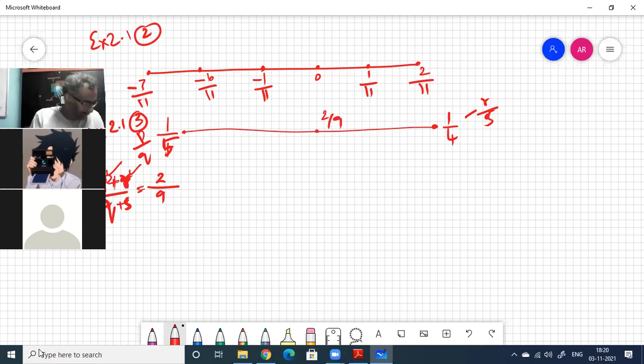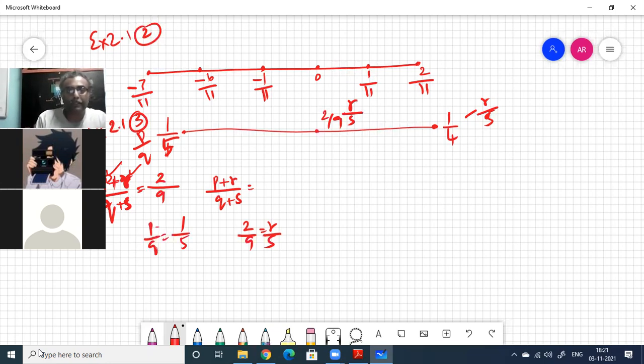Now tell me, how many numbers did they say you have to find out? 5. Okay, one is found. Sandhya, you tell me the next number. Arpana, you tell me. Now it is 1/5 and 2 by 9. R by S is 2 by 9. P by Q is 1/5.